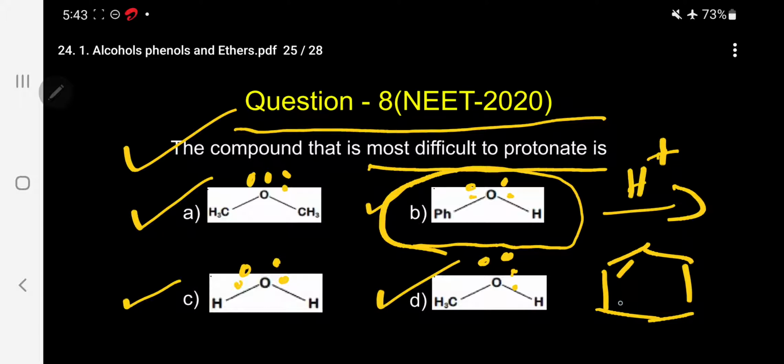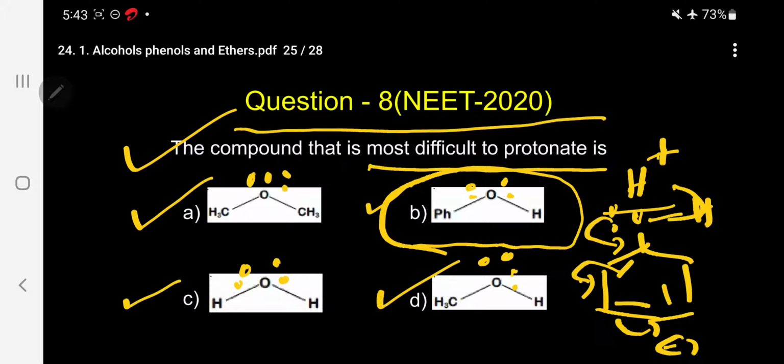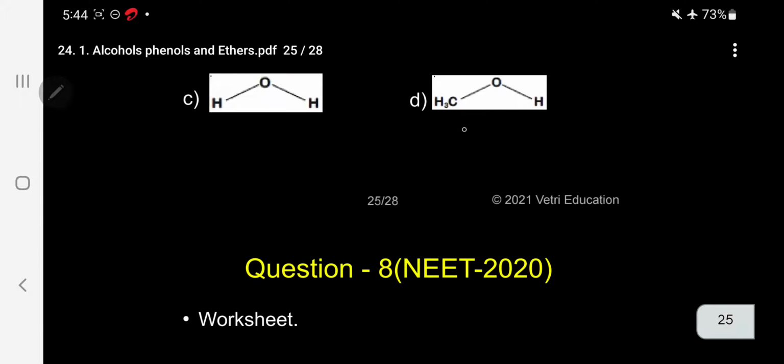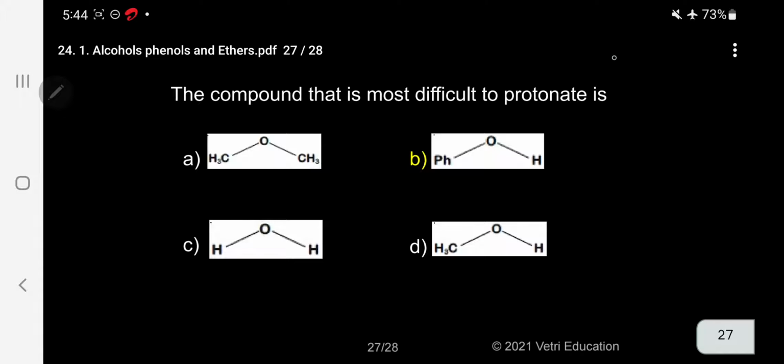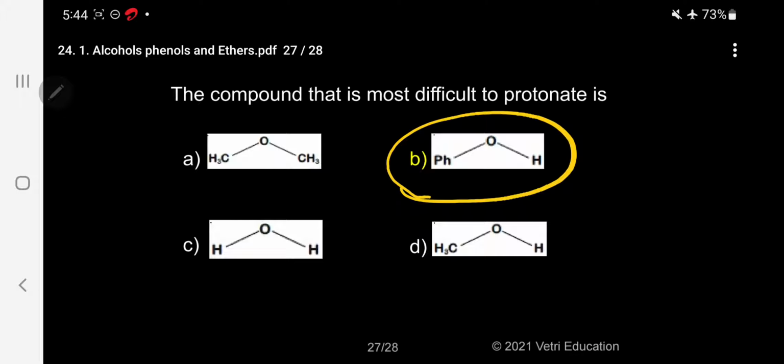Just see here, what will happen now? This is the OH. When there is a lone pair, what will happen? The lone pair will come here, will go inside the ring. So it is activating the ring. What will be the result? The O will have a positive character. When it has a positive character, it will not accept another proton. That's why it is most difficult to protonate. This is the answer. Kindly follow. So the answer is phenol.